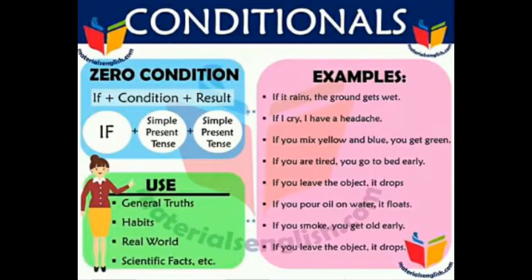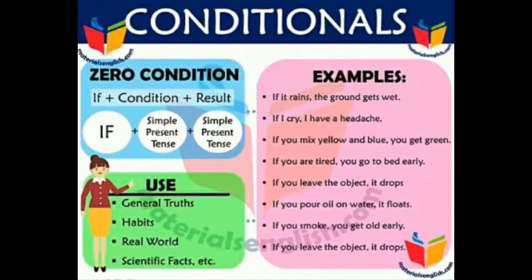Conditional type 0 is mainly used to talk about general truths or habits or real world, that is, scientific facts. One point to remember about conditional type 0 is that the condition always has the same result. For example, if it rains, it's always the same result, that the ground gets wet. It's the same for all the examples. For example, if I cry, I have a headache. That is, I always have a headache when I cry.